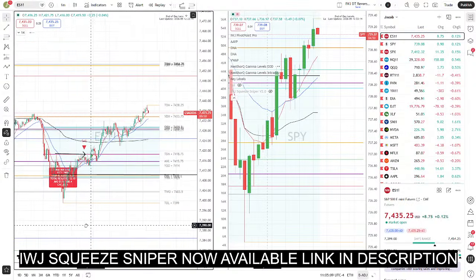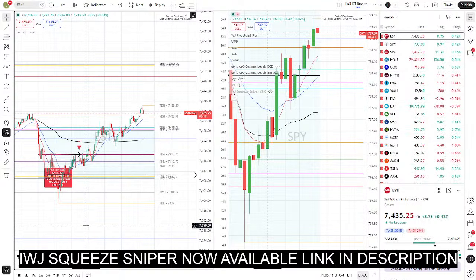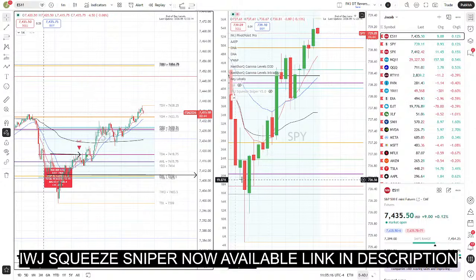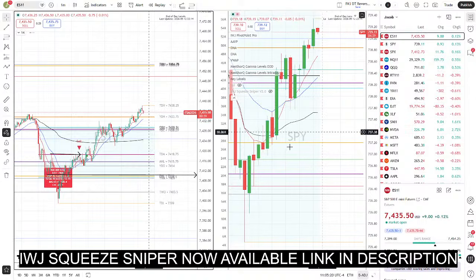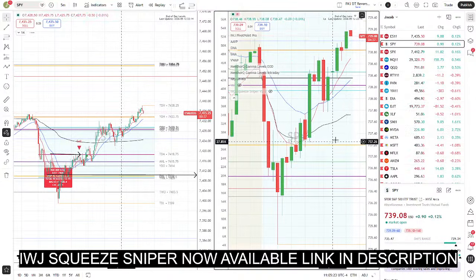So if you were wondering what was happening over here when I said this is weak selling and we should be looking to squeeze, they squeezed. Oh, this on the NQ, this is the SPY, but same concept.